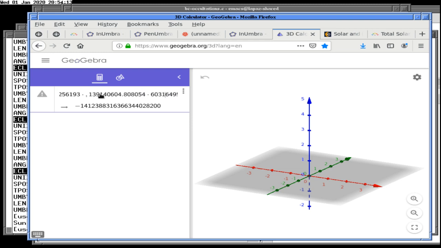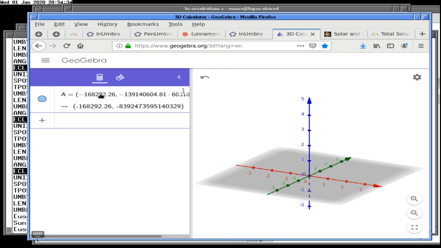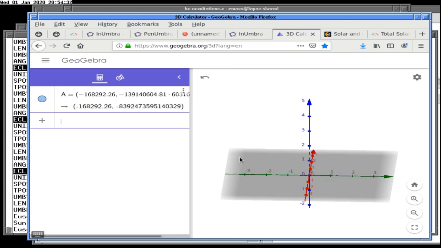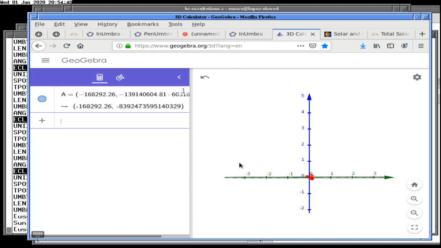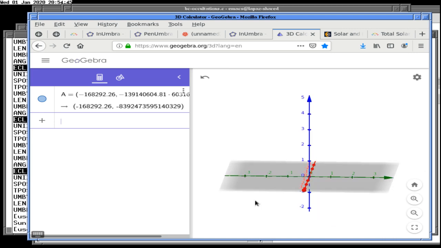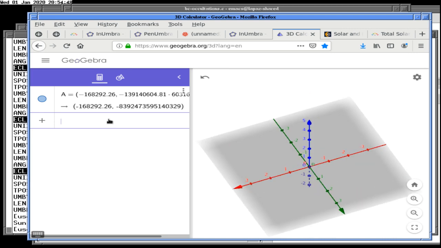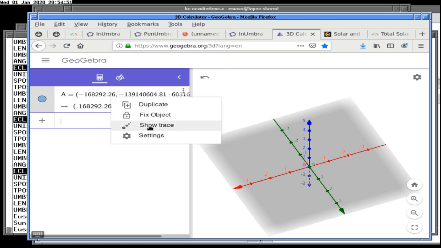Wait. Oh, this minus sign belongs to this guy. One of the only reasons I'm curious is because if this does work, it'll be really useful. If it doesn't work, we can get around doing stuff with it. Okay. So now, we're only going to see A on this 0 to 5 thing, so... Show A. Wait. Oh, for a second, I thought that was A. Let's see. Duplicate, show trace. I don't know what that actually means.